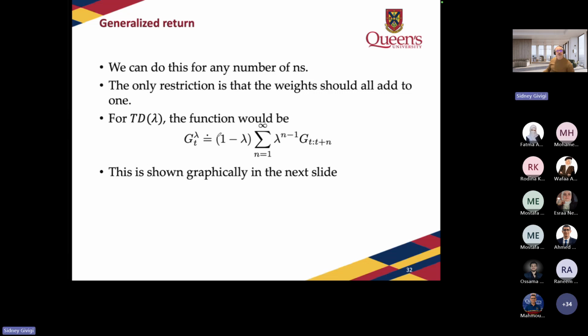And then we are going to have a decaying value afterwards. So the first return is going to have a weight of 1 minus lambda. The second one is going to have a weight of 1 minus lambda times lambda. The third one is going to be 1 minus lambda times lambda squared. And we keep going all the way to the end, and the end can be when we get to the terminal state.